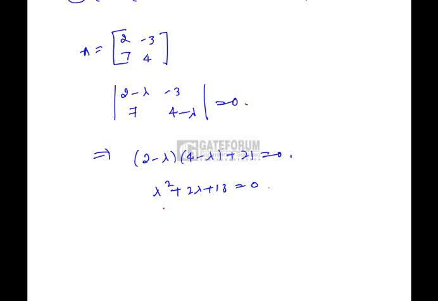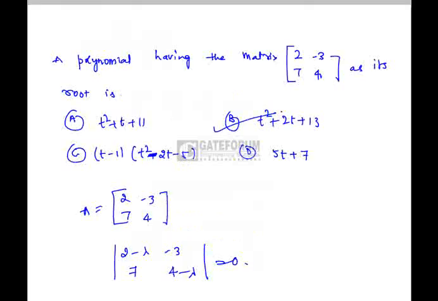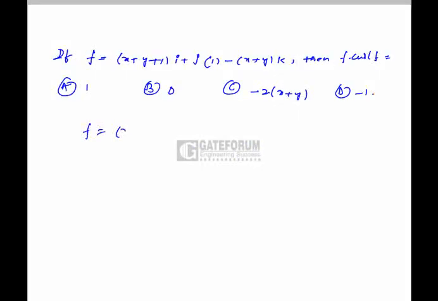So this matrix will satisfy this condition, which is A square plus 2A plus 13 is equal to 0, or it could be t square plus 2t plus 13 is equal to 0. This is the polynomial equation, and the polynomial which satisfies the given matrix is t square plus 2t plus 13, which is option B.